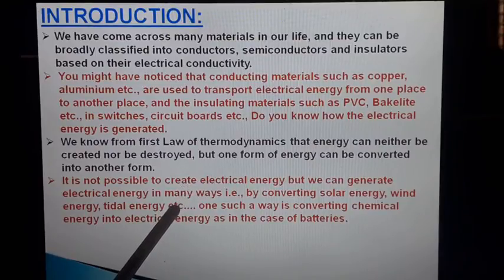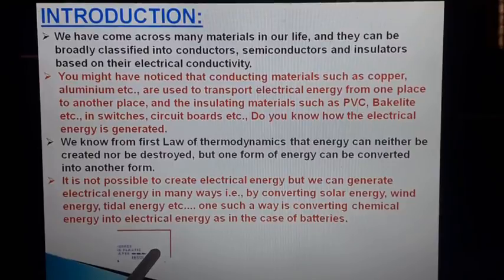In such a way, chemical energy is also converted to electrical energy in the case of batteries. Batteries we also use. In batteries, the chemical energy is converted to electrical energy. So, this is the basics of this energy.